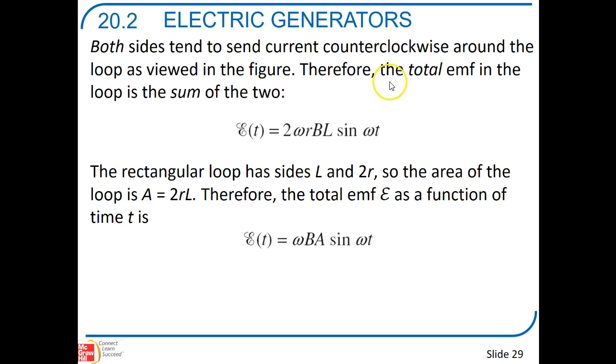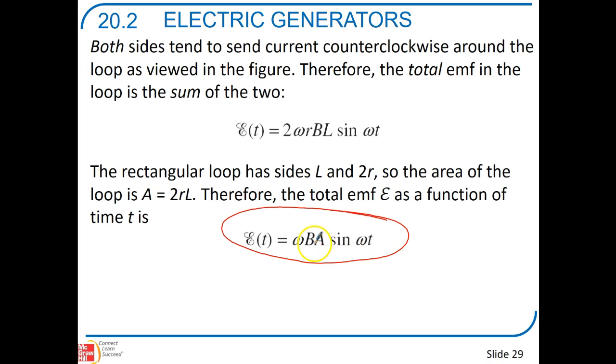Both sides tend to send current counterclockwise around the loop as we look at it in the figure. So the total EMF is actually the sum. We're going to say 2 times the angular frequency times the radius times the magnetic field times the length of that side times the sine of omega t. And the rectangular loop does have sides L and 2R, so the area of the loop is 2RL. So the total EMF as a function of time is going to be the equation that you see here: omega BA times the sine of omega t.